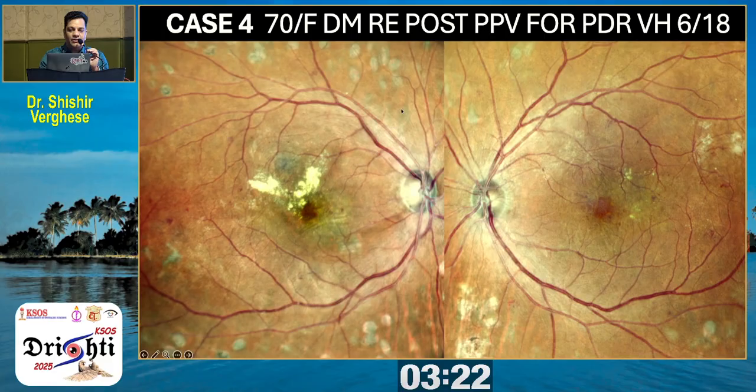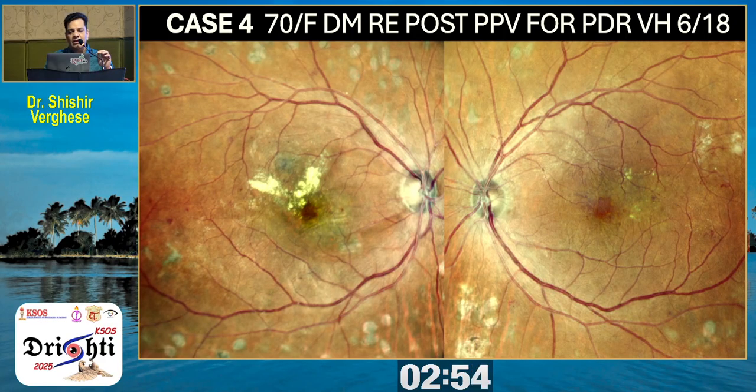So this was a 70-year-old female diabetic. Right eye was post vitrectomy for PDR with vitreous hemorrhage, and the vision in the right eye was 6/18, the left eye was 6/9. So here you can see these dense, again, hard exudates there coming close to the fovea, what you see, and also in the left eye there is some amount of exudates along with hemorrhages, and both eyes were treated with 3 sittings of panretinal photocoagulation. And on top, the right eye was also post vitrectomy.